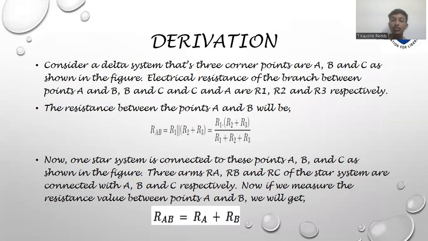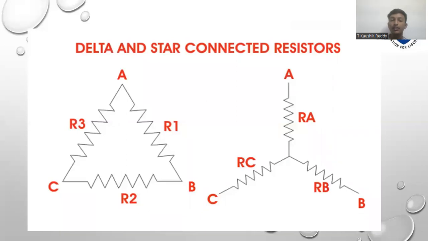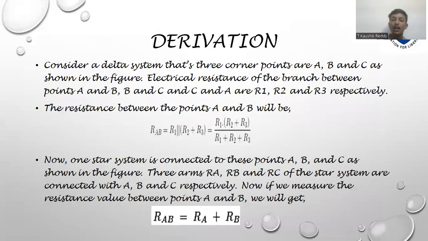The resistance between points A and B, RAB, is equal to R1 in parallel with (R2 plus R3), which is R1 into (R2 plus R3) by R1 plus R2 plus R3. Now a star system is connected to these points A, B, and C as shown in the figure. The three arms RA, RB, RC of the star are connected with A, B, C respectively. If we measure the resistance between points A and B, we get RAB equal to resistance of A plus resistance of B.